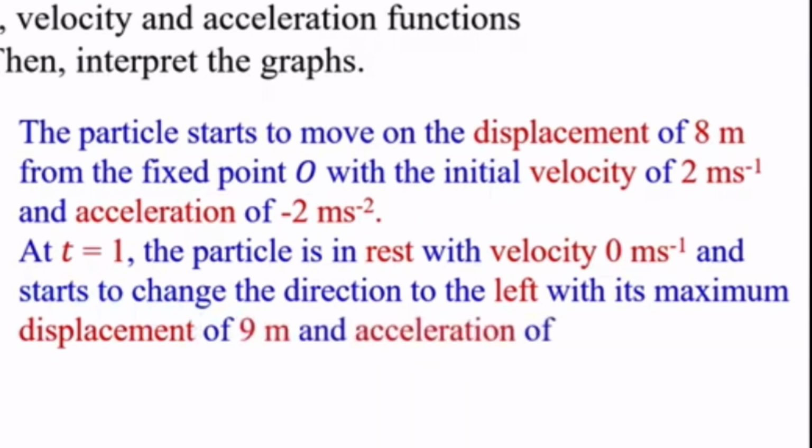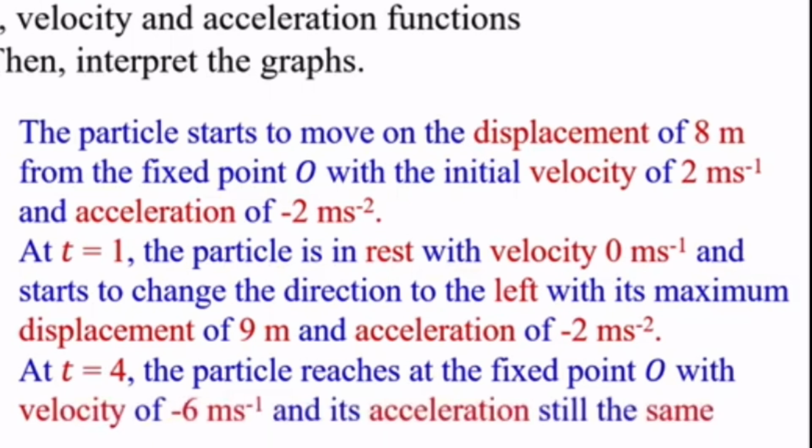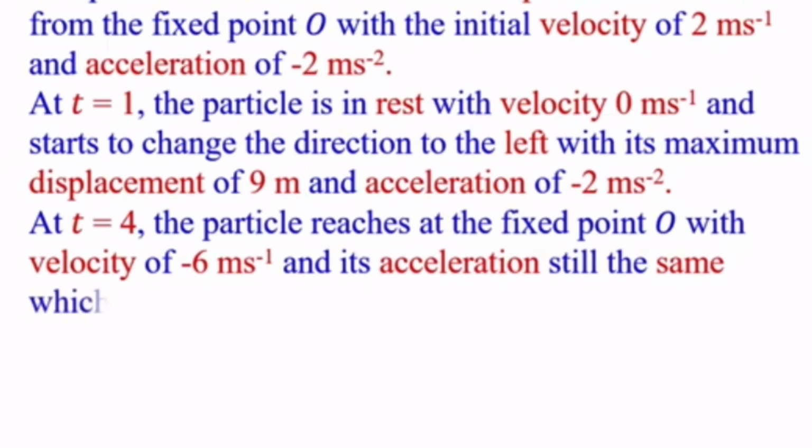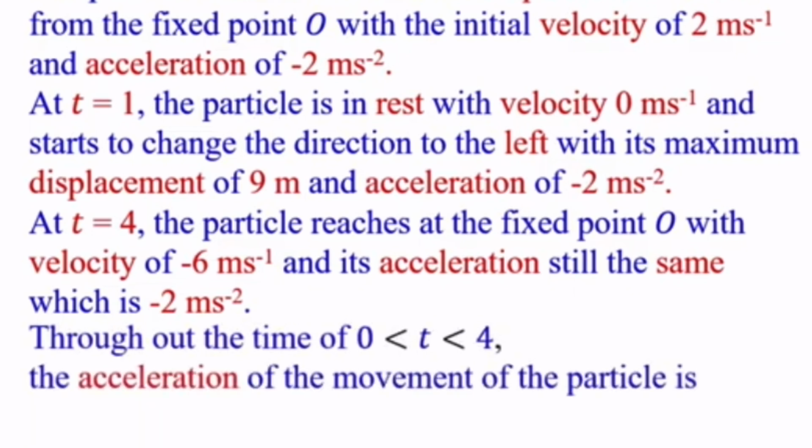Alright, at the time equal to 4 seconds, the particle actually reaches the fixed point O with a velocity of negative 6 meter per second and its acceleration still remains negative 2 meter per second squared. Throughout the time of 0 to 4, the acceleration of the movement of the particle remains unchanged.